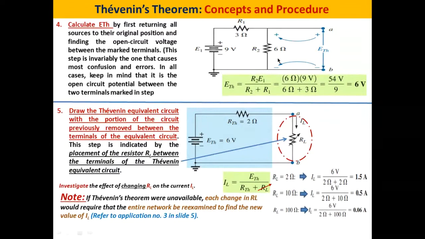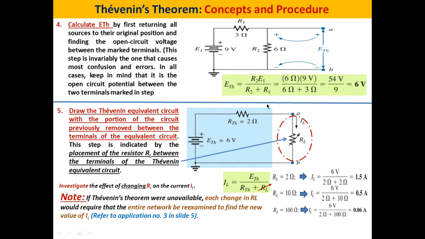So how to determine this voltage across R2? It's simple. We just have to apply the voltage divider rule to determine VR2. So VR2, which is E Thevenin, equals R2 divided by R2 plus R1 times E1. It is equal to 6 volts. So here we have obtained the E Thevenin using the voltage divider rule.